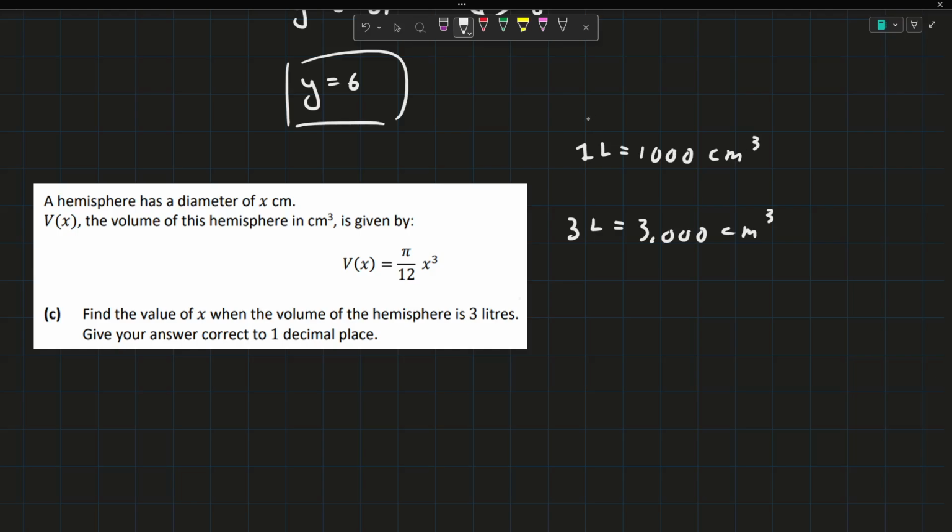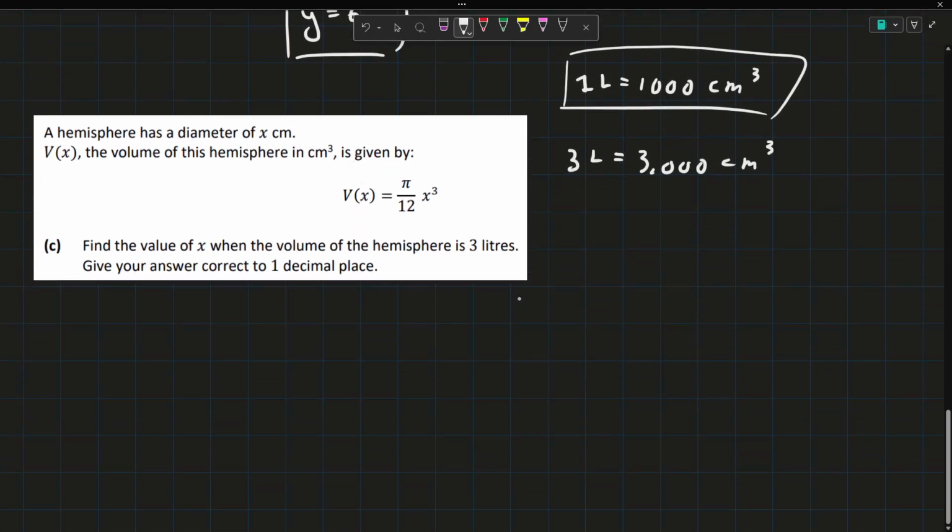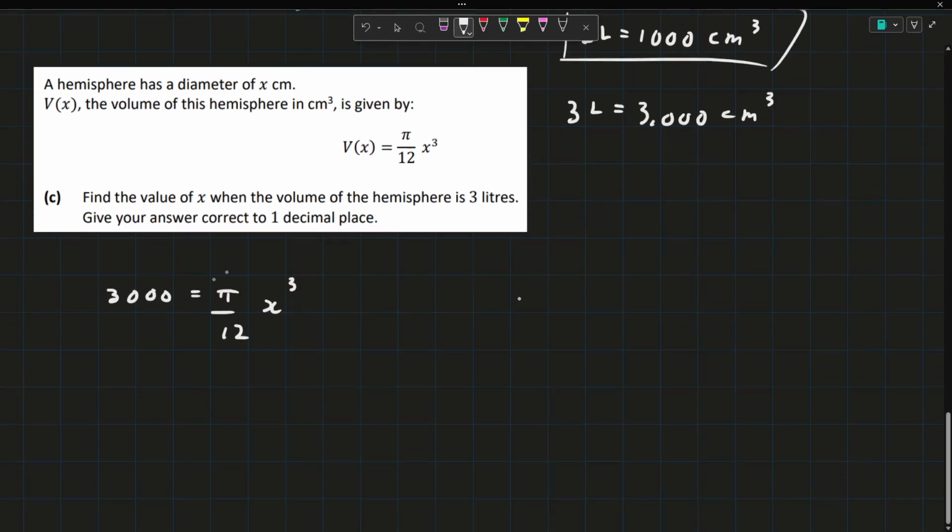Or you can remember that 1 milliliter is the same as 1 centimeter cubed. You can remember that fact, it's important to know for this question. So then we can replace V with 3,000, because we're going to have 3,000 centimeters cubed equals pi over 12 times x cubed. The reason that works is because we have centimeters on this side, so we know our answer for x will be in centimeters, which is what we want.